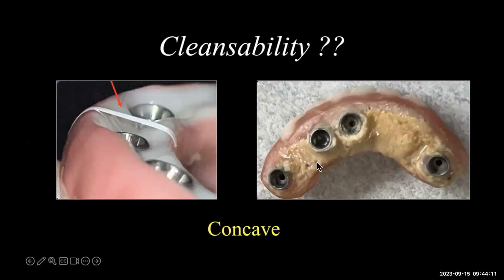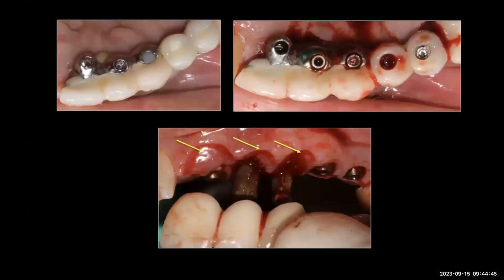However, if it's concave, this is what happens. The bacteria sits there and it just accumulates and it colonizes and becomes basically a calculus bridge. So if I do the same scenario with the floss on a concave, look at this opening. Hopefully you can see that here's the flange, here's a pseudo flange. If the patient flosses, they'll never ever be able to get in and clean. And that's why we're seeing so many problems with these fixed prostheses.